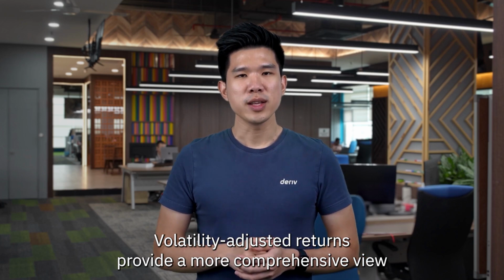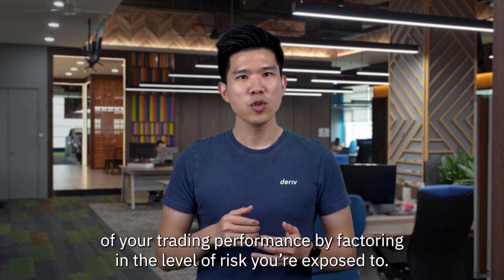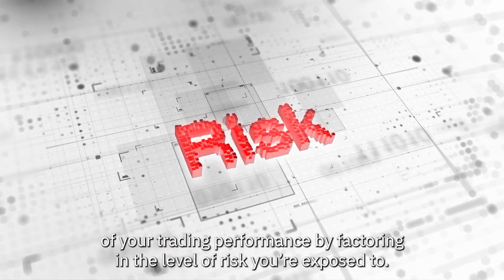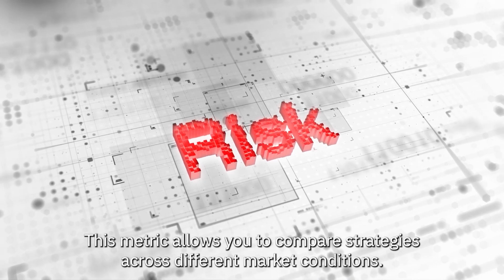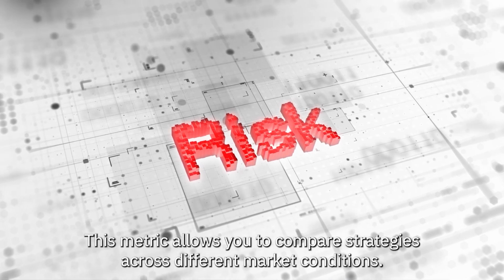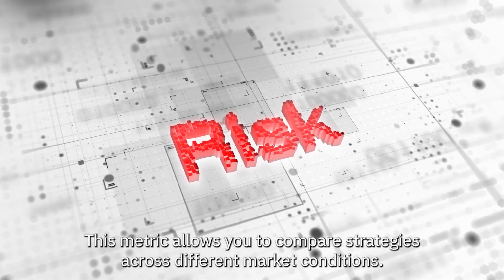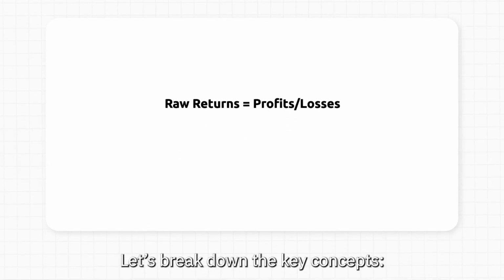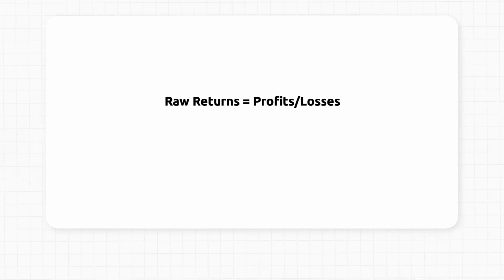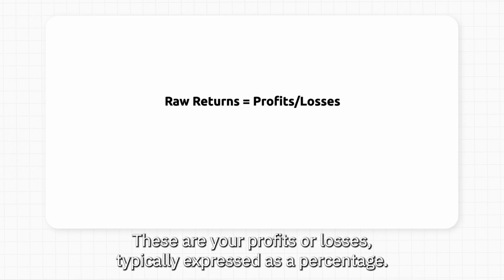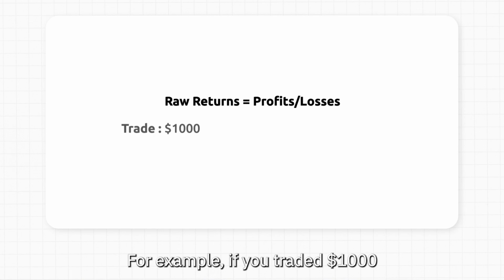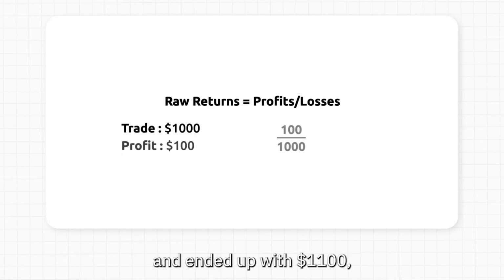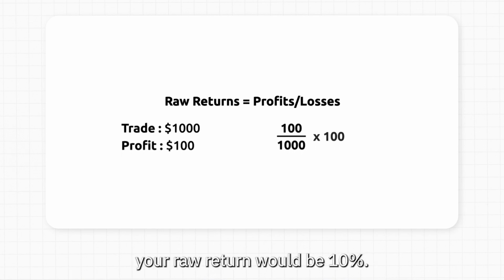Volatility-adjusted returns provide a more comprehensive view of your trading performance by factoring in the level of risk you have exposed yourself to. This metric allows you to compare strategies across different market conditions. Let's break down the key concepts. Raw returns. These are your profits or losses, typically expressed as a percentage. For example, if you traded $1,000 and ended up with $1,100, your raw return would be 10%.